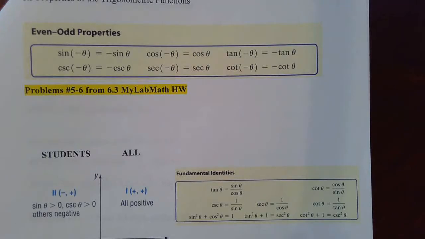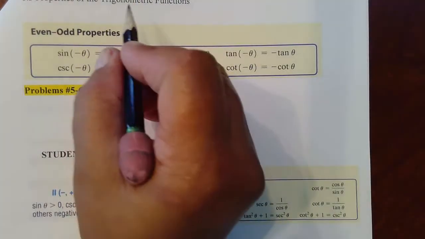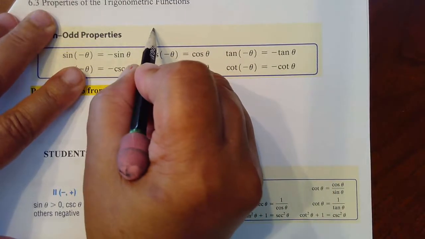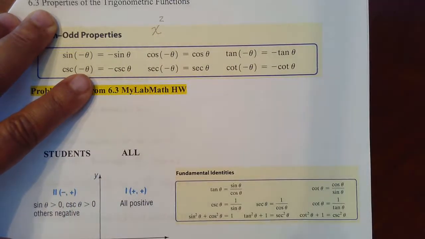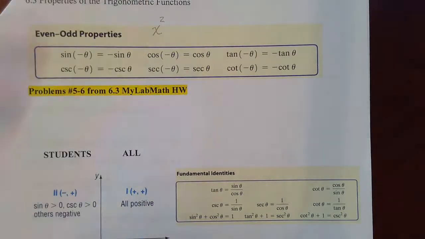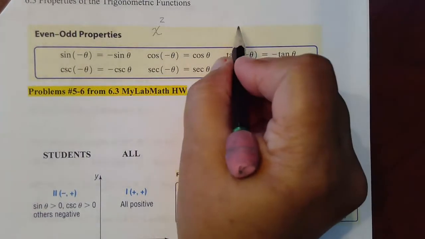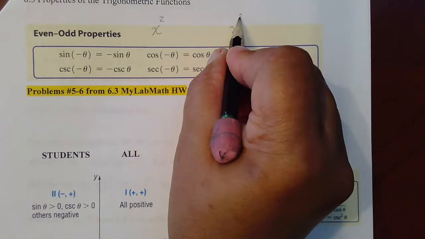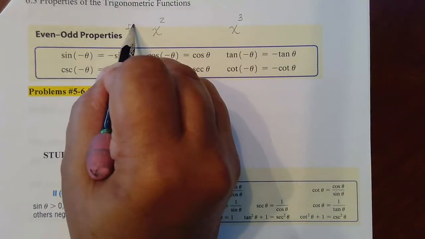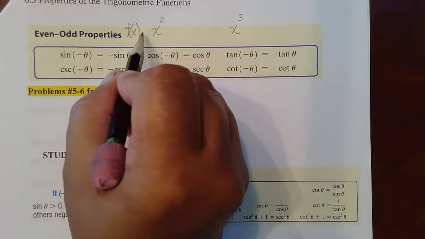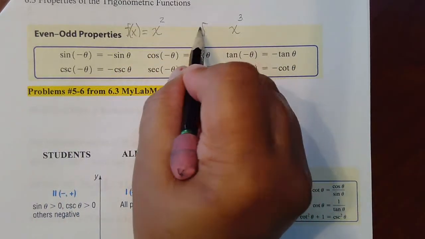I'll try to relate this to something you learned algebraically. When you were in an algebra class, you would learn that this is an even function because it has an even power, like in the picture, that's a parabola. And this is an odd function. They would start it off like this, giving it to you in function notation.